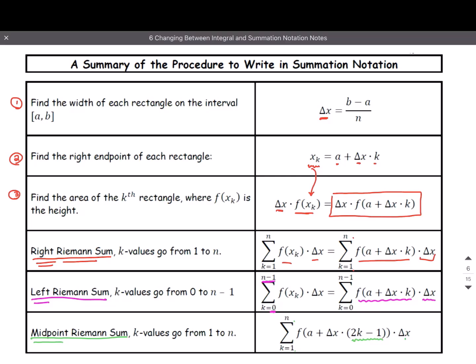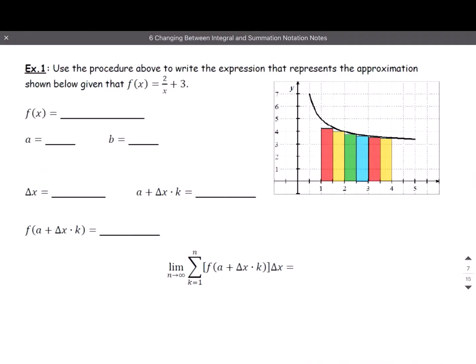Now let's see if we can actually apply this to a problem. So let's use the procedure above to write the expression that represents the approximation shown below, given that f of x equals 2 over x plus 3. Now, for the first few problems, I'm giving you this template here of things to look for to help walk you through the problem. So the first thing is I'm going to write down 2 over x plus 3. That's my f of x. Now I'm going to look at the picture. My graph here, my rectangles go from 1 to 4. Those are my a's and b's. So a is 1 and b is 4.